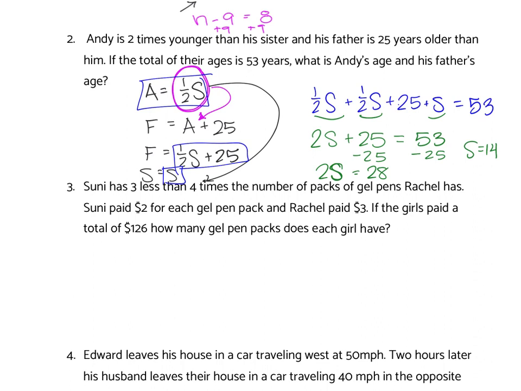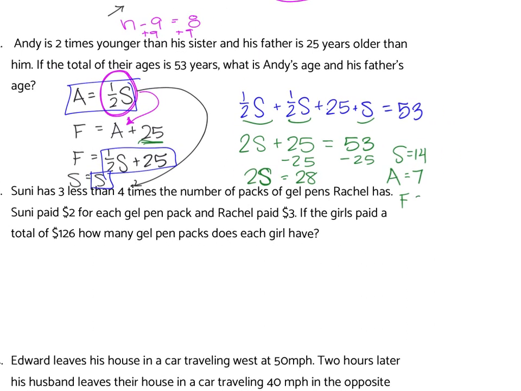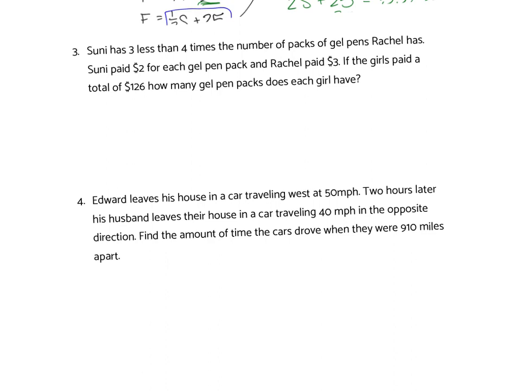So then that means the sister is 14. Andy is half the age of his sister, so he would be 7. And his father is 25 years older than Andy, so the father is going to be 25 plus 7, so 32. So there are your ages.